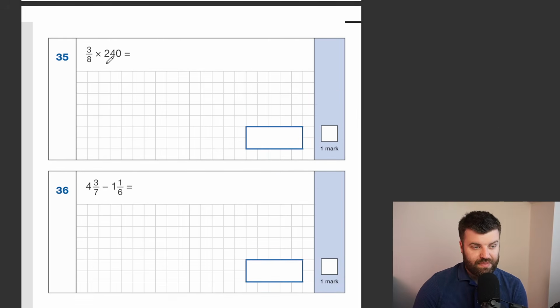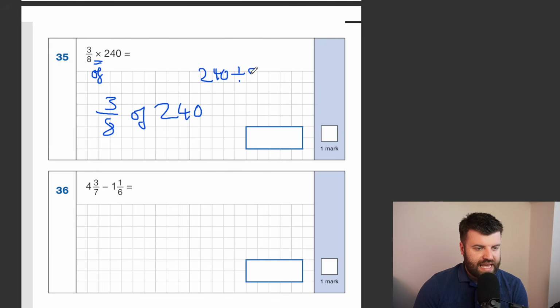Question 35. 3 8ths multiplied by 240. Something to note here, that this multiplication symbol is just the same as saying of. So we're just working out 3 8ths of that number. So I can write it out here like this if it helps. 3 8ths of 240, but it's just the same thing. Divide by the denominator. So 240, let's divide it by 8 into 8 equal parts. Use your times tables facts. 8 into 24, go 3 times. So this is going to be 30. And then I don't want 1/8. 1/8 would be 30. I want 3 of them. So multiply this by 3 and we get 90 as the answer there.